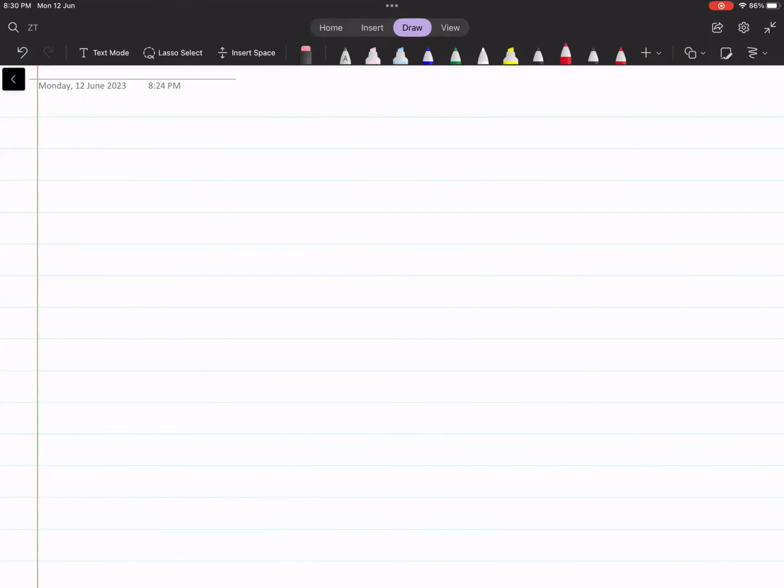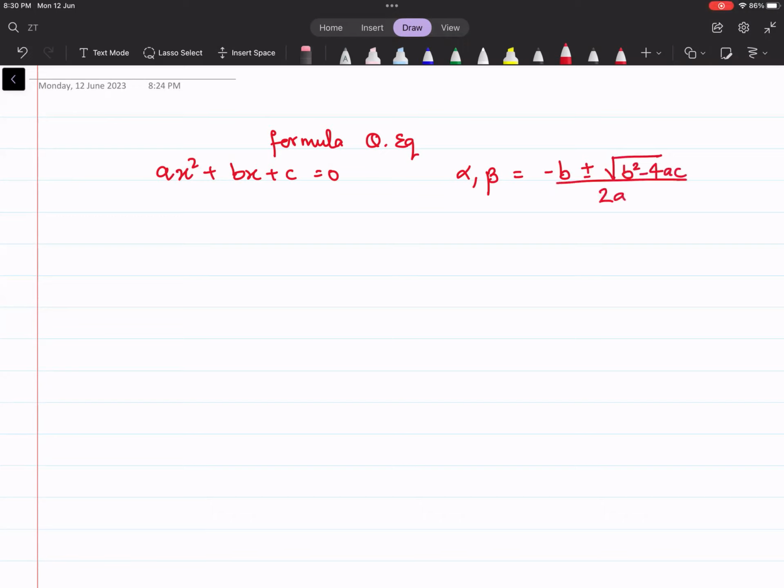Hello, in today's lecture, let's derive the formula for the quadratic equation. The quadratic equation in general form is ax² + bx + c = 0. It has two roots, alpha and beta, which by the formula are (−b ± √(b² − 4ac)) / 2a. So we'll derive how we get these roots alpha and beta as given in the equation.